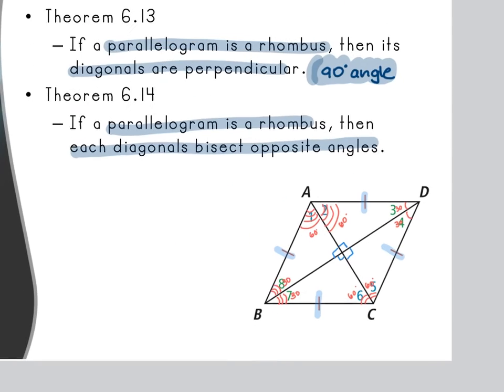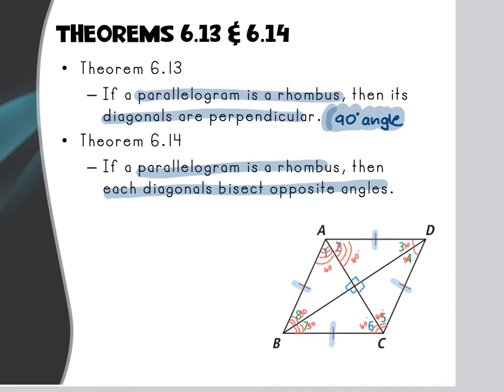All right, so two more. In addition to the definition of a rhombus, which is that the four sides are congruent, we know diagonals are perpendicular and diagonals bisect opposite angles.